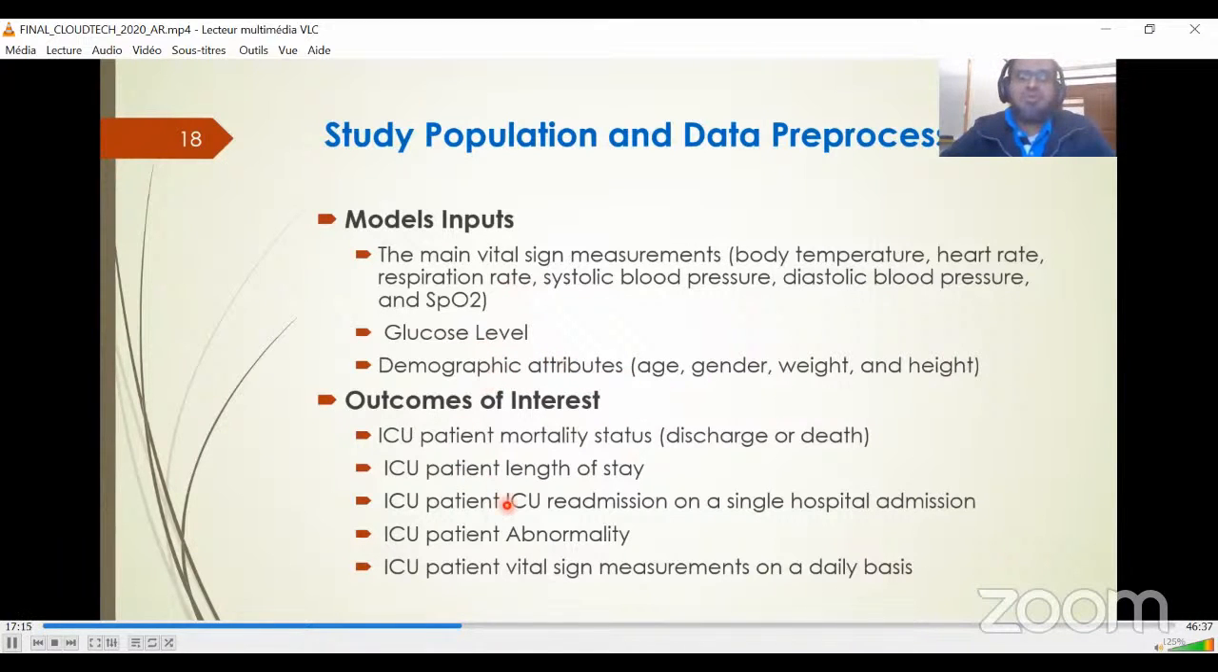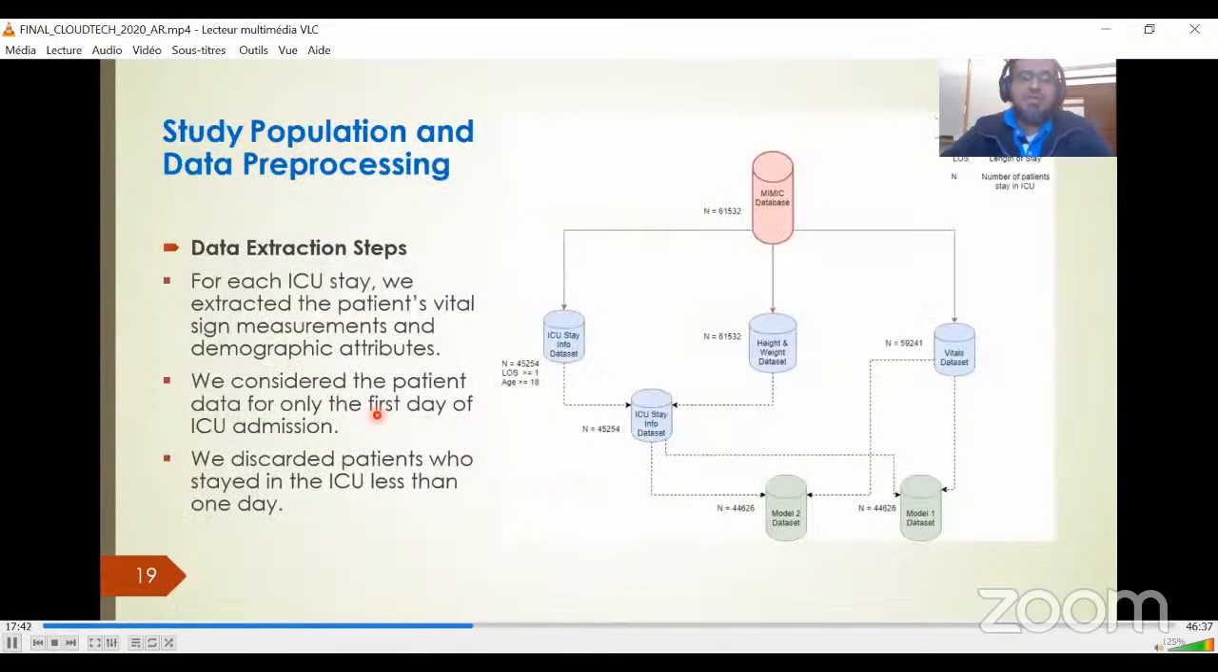Also, we extract from the MIMIC the real outcome of interest: the status of the patient, whether he was discharged or died, the exact length of stay, and whether the patient was readmitted to the ICU in a single hospital stay or not. Also, whether he is considered to be normal or abnormal. Also, the vital sign measurements on a daily basis, because we are going to build this model for 1 week. So we extract all of this information from the MIMIC.